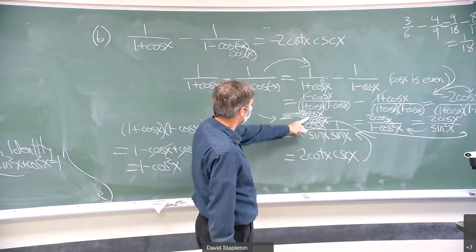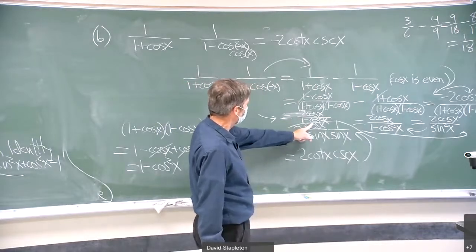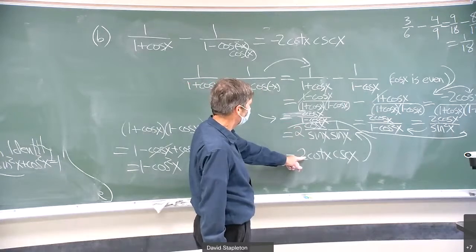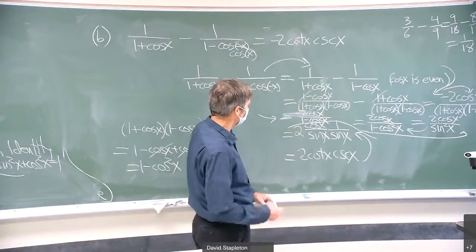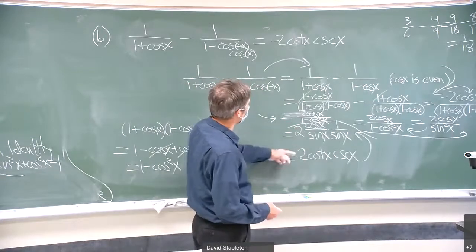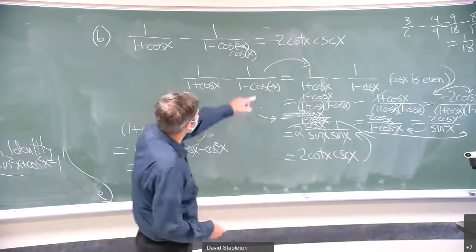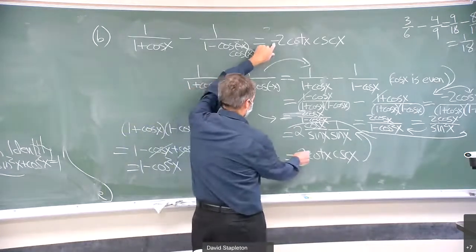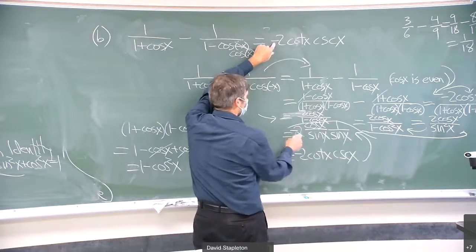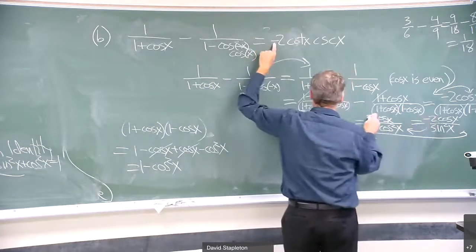Here I've got a minus 2 cosine x over 1 minus cosine squared. Here I've got plus 2 cosine x over 1 minus cosine squared. So except for a minus sign, I've verified this identity. I wonder if, oh, maybe I know what I did. I forgot my minus here. This is supposed to be minus at the end. Minus, minus, and minus, and now they match.